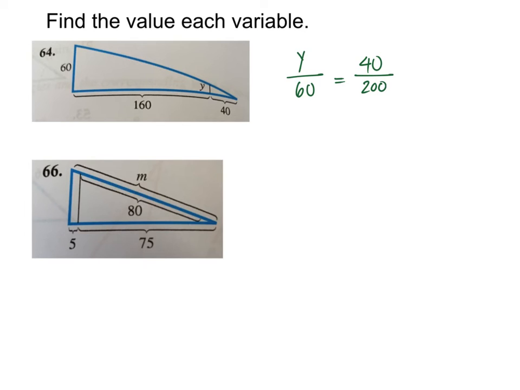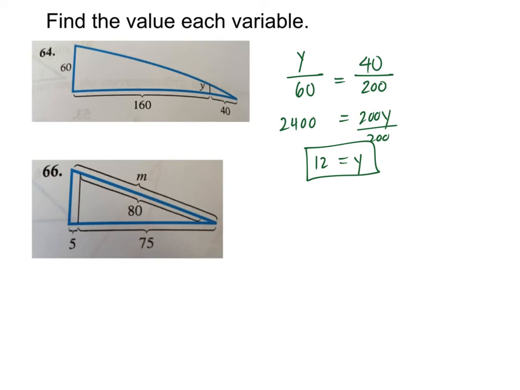And now I can solve for my y. So I would multiply diagonally, like we did before. So y times 200 is 200y. 40 times 60 gives you 2,400, and then you would divide by 200. So y is equal to 12, and you have the length of that side. So if this length is 60, that length had to have been 12.